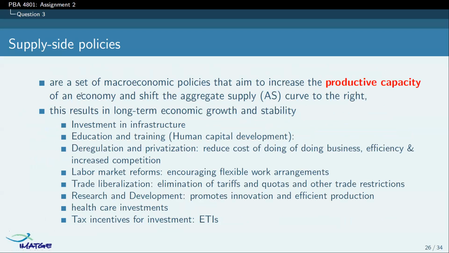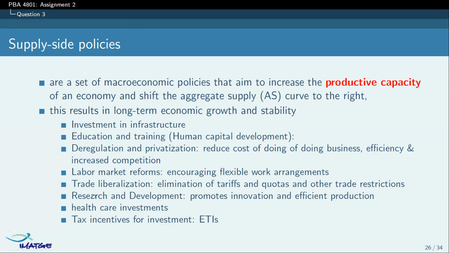Supply side policies are a set of macroeconomic policies that aim to increase the productive capacity of an economy and shift the aggregate supply curve to the right. So this results in long-term economic growth and stability. Remember, it's long-term economic growth, which means most of these supply-side policies shift both the short run and the long run aggregate supply curve.